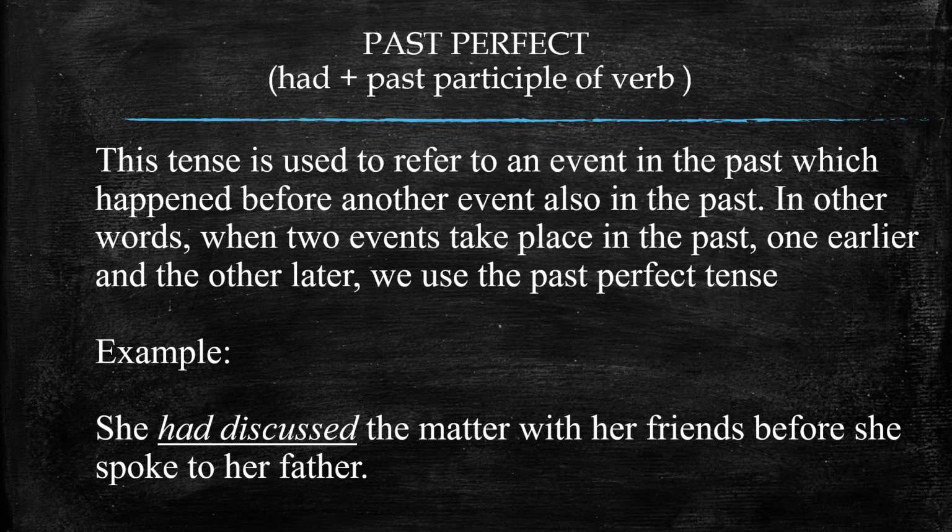Past perfect tense. We use had plus the past participle of the word. This tense is used to refer to an event in the past which happened before another event, also in the past. In other words, when two events take place in the past, one earlier and the other later, we use the past perfect tense. For example, she had discussed the matter with her friends before she spoke to her father.